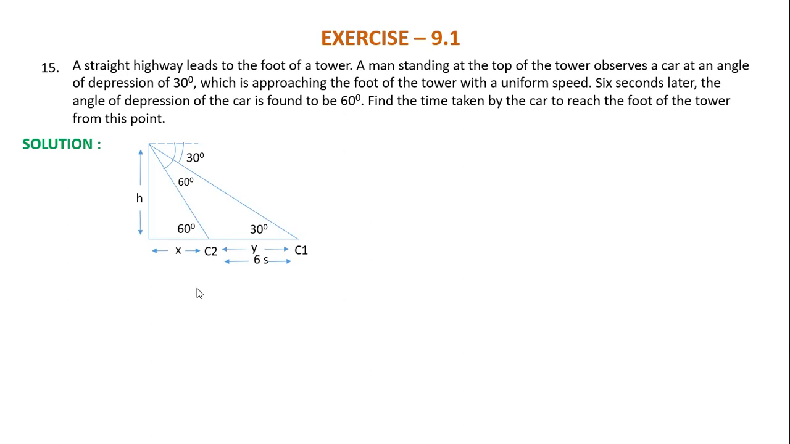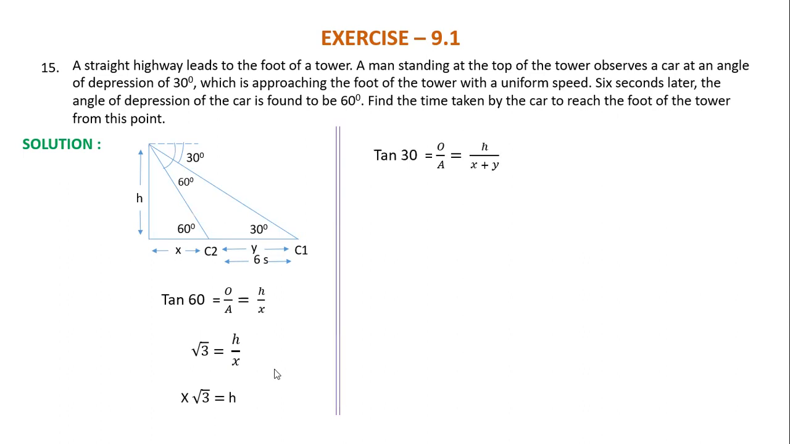Now let us take tan 60. Tan 60 is equal to h upon x. Root 3 is equal to h upon x. X root 3 is equal to h. Take tan 30. Tan 30 is equal to h upon x plus y. 1 upon root 3 is equal to h upon x plus y. X plus y is equal to h root 3. Now h is x root 3.